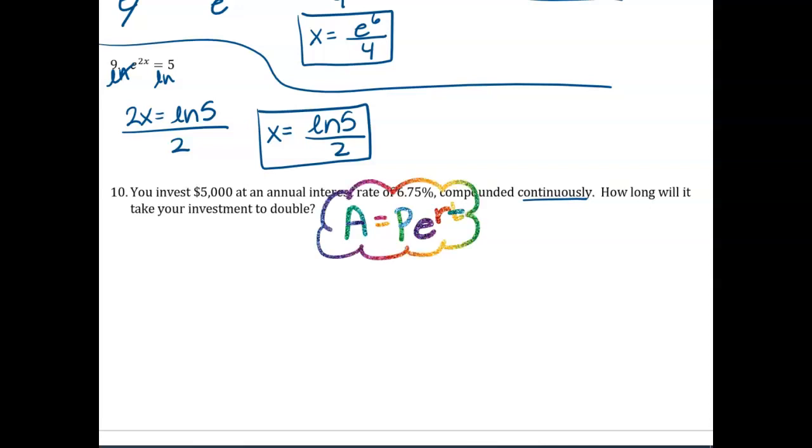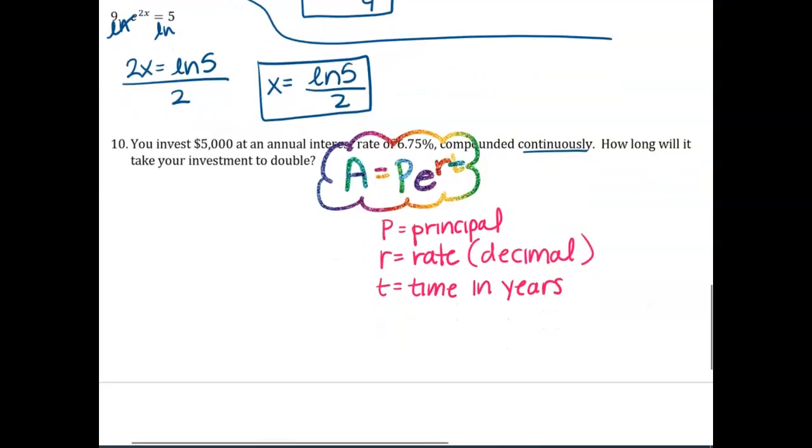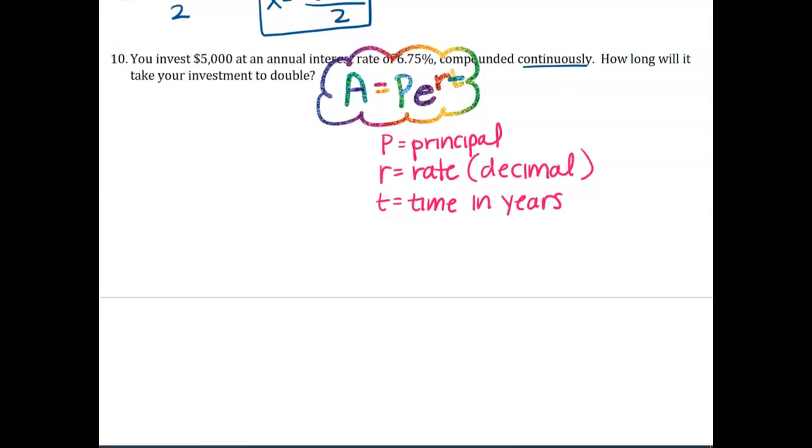And for this, P is your principal amount, so what you start with. e is just e, the number e, 2 point whatever. Then r is your rate as a decimal. And t is your time in years. So now we can actually do the problem.